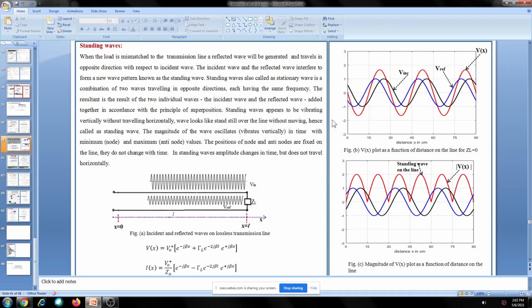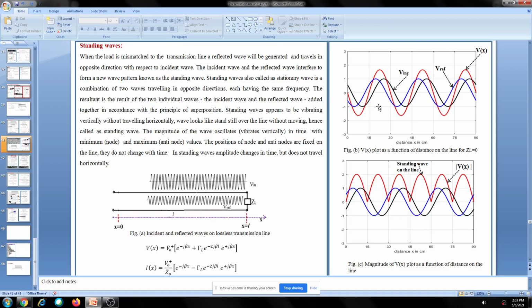As I showed in the previous class, the black one is moving towards the load, and the blue one is moving towards the source. So the blue one is the reflected wave, and the black one is the incident wave. They are moving in opposite directions. This animation I have not shown now, I showed it in the previous class, so I have just taken a snapshot of it here.